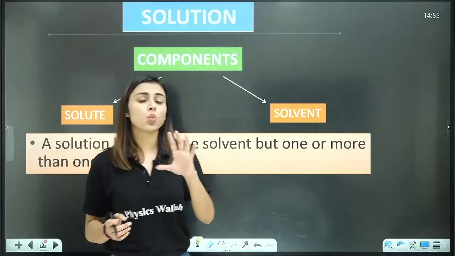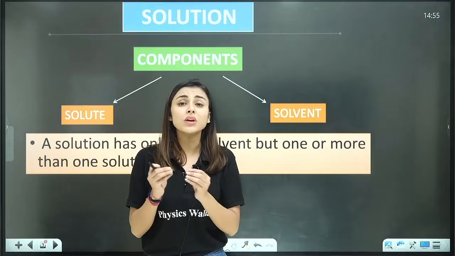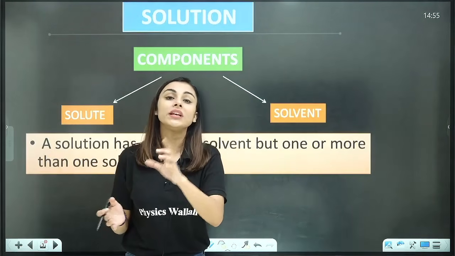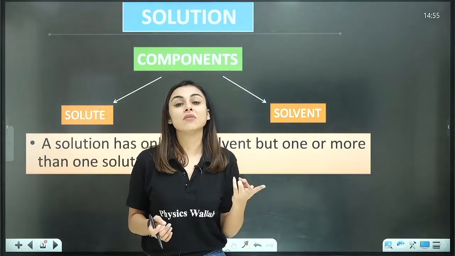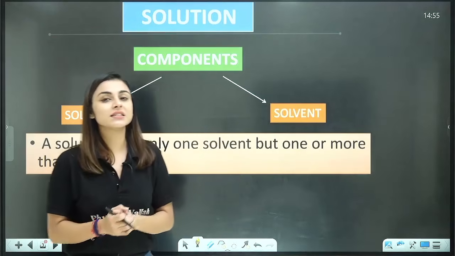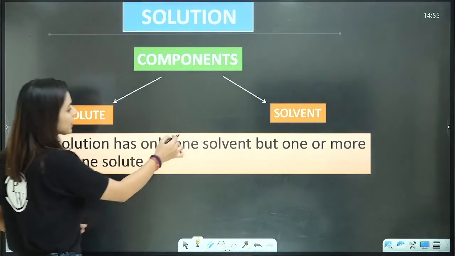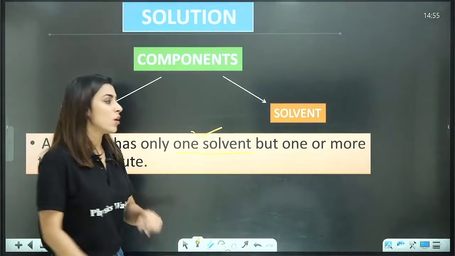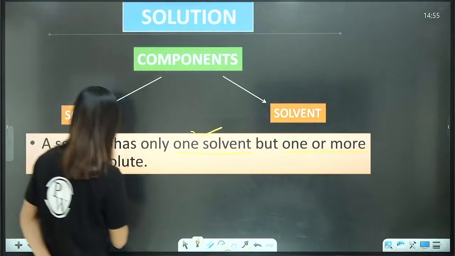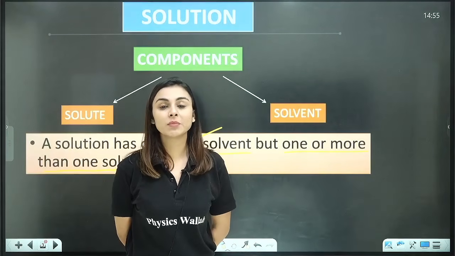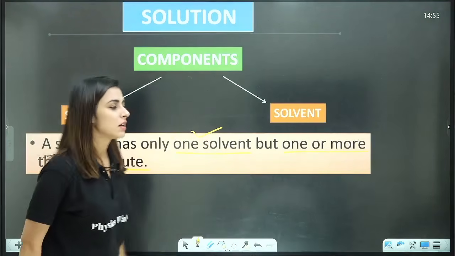So from this we understand that you can only have one solvent. You cannot have two waters, right? You can only have one water, but you can have more than one solute. That is the important part where you have to pay attention, that you can only have one solvent, but one or more than one solute. I hope you get this. This is very important, my dear students. So you can mark it as important.